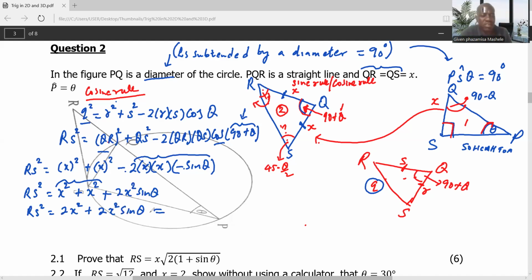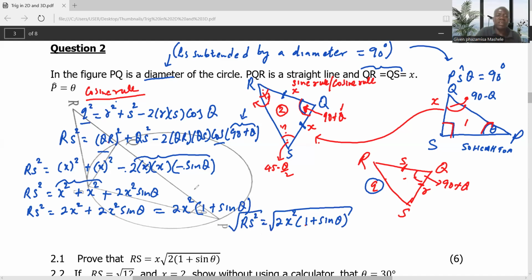What is a common factor? Let's take the common factor. The common factor here is 2X squared, and we remain with 1 plus sine theta. Now we want to determine RS, not RS squared. So this becomes 2X squared into 1 plus sine theta. Then we apply the root sign.